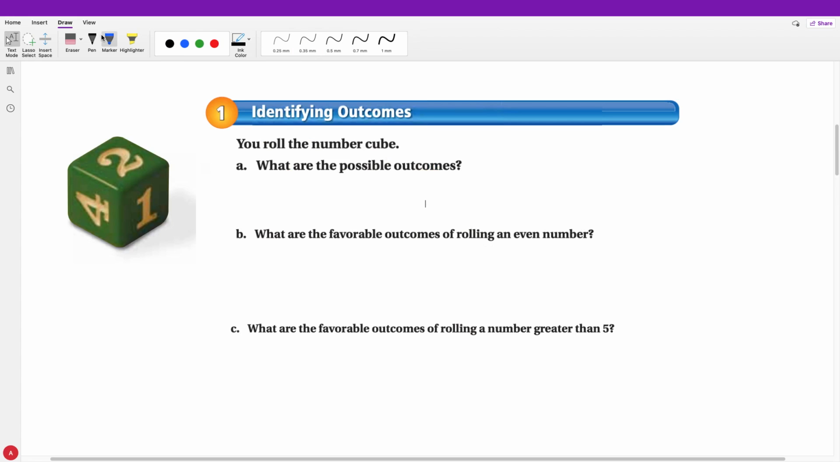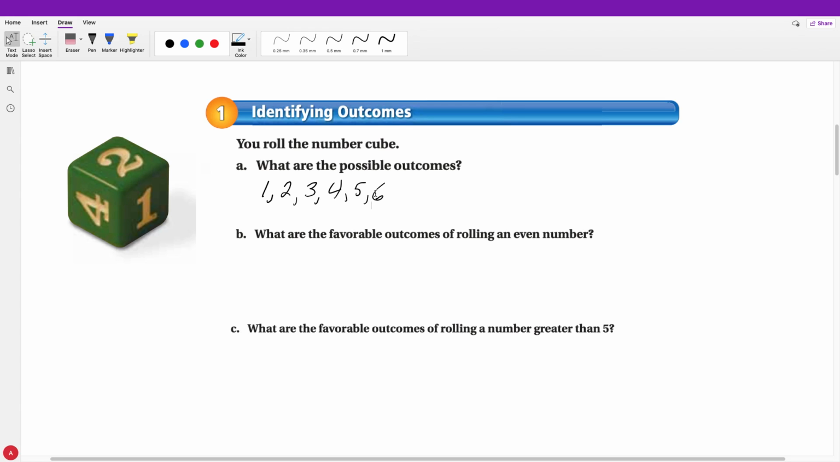You roll the number cube. So we have a six-sided die here, and we're rolling this. What are all of our possible outcomes? So first off, the rolling of the dice is our experiment. So we're trying to see, well, what are we doing when we roll this? What numbers are we going to get? And our possible outcomes are all the different numbers. So our possible outcomes are 1, 2, 3, 4, 5, and 6. It's what we can actually get when we roll the die. So when we roll this, we can't get a 7, we can't get an 8, we can only get a 1 through 6. So those are all of our possible outcomes that we can have.